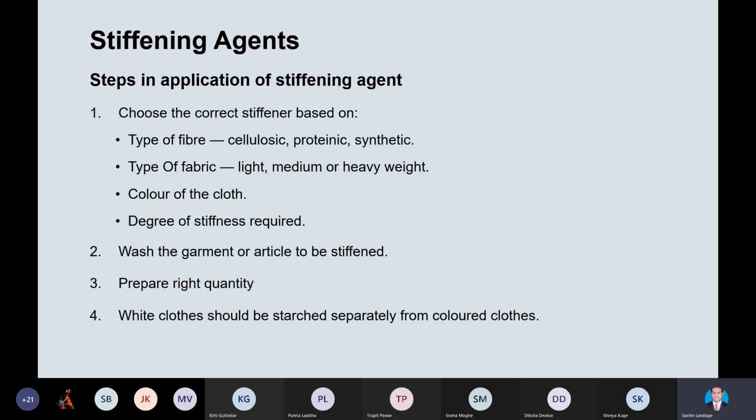Now one more thing. Generally, when you are using starch, it is always advisable to add around 2% of boric acid, which will work as an antiseptic. Because when you are applying the starch, and if there is any water on the garment, what will happen when starch comes in contact with water? It will start solubilizing, or there will be slow degradation.